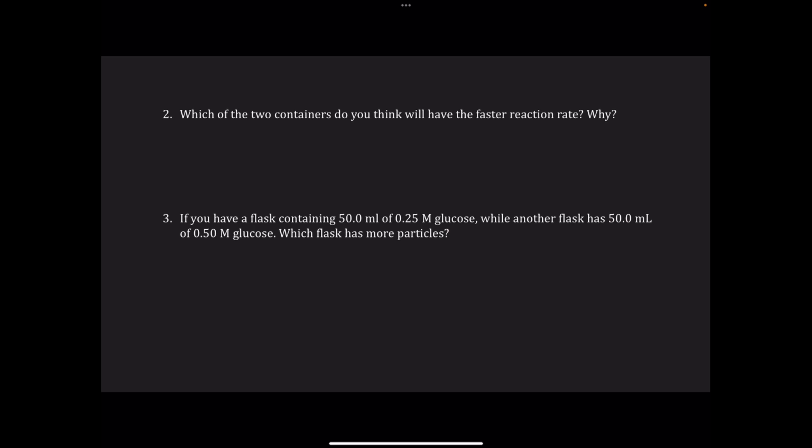Based on that, we're asked which of the two containers do we think would have the fastest rate? So we just said that in order for a reaction to occur, our particles have to collide. If we have a scenario where we're getting more collisions, that means we're more likely to have reactions occurring, and therefore our rates will potentially be faster. So that is going to be container 2. And that is because more particles result in more collisions.